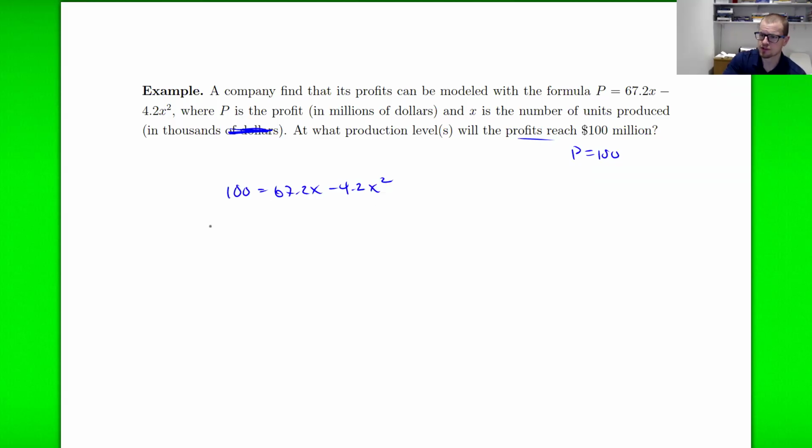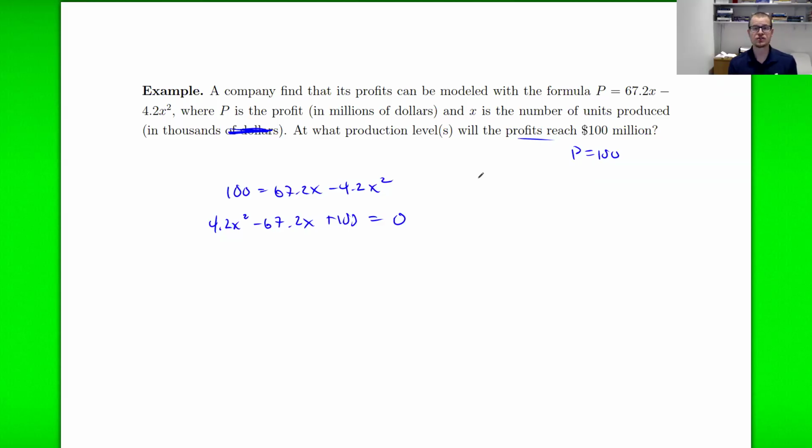So I'm going to add the 4.2x squared and subtract the 67.2x from both sides. So I still have the 100 on the left, and now I have 0 on the right. Written in this way, we very clearly can identify our values for a, b, and c. Since we don't have integer values for a, b, and c, this is a scenario in which we might recommend using the quadratic formula. Might.